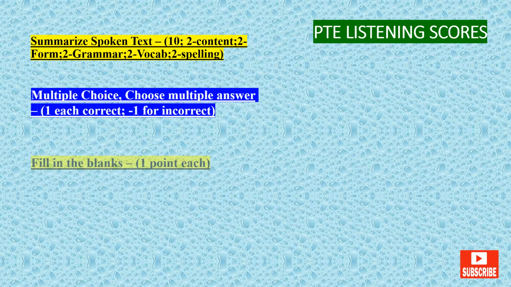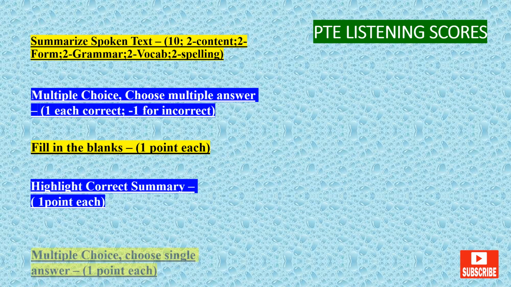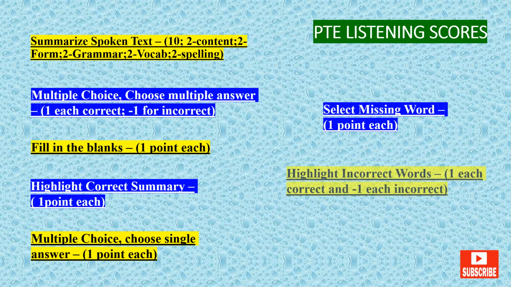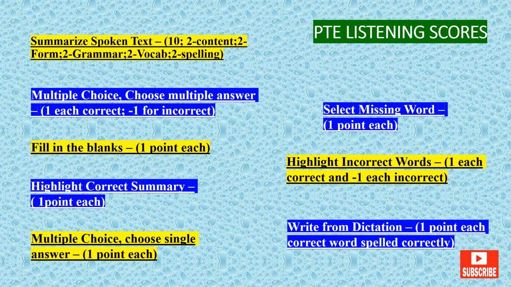Moving on to the PTE listening scores, as I mentioned, we have 8 question types. So the first question type is summarize spoken text. Total points is 10, 2 for content, 2 form, 2 grammar, 2 vocab, and 2 spellings. Next is multiple choice, choose multiple answer, 1 for each correct and -1 for the incorrect. So be careful with such question types. Third is fill in the blanks, where you get 1 point for each fill up. Highlight correct summary, you get 1 point.